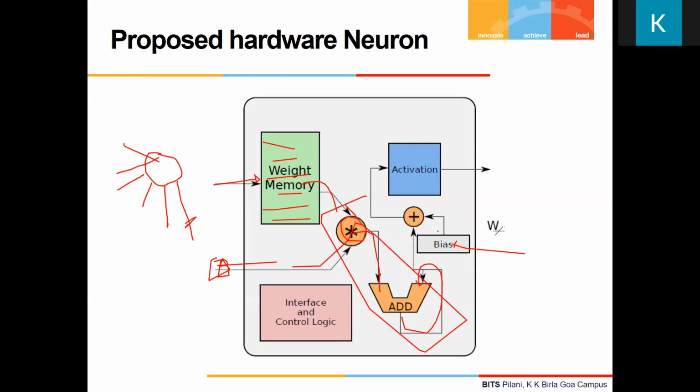And finally, once all inputs are multiplied with the corresponding weight and added, we will add the bias also.